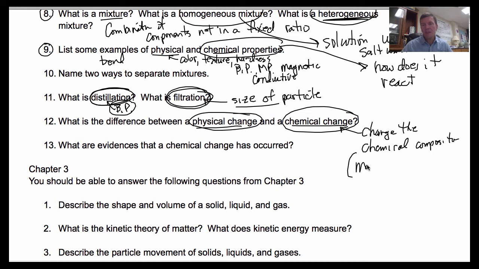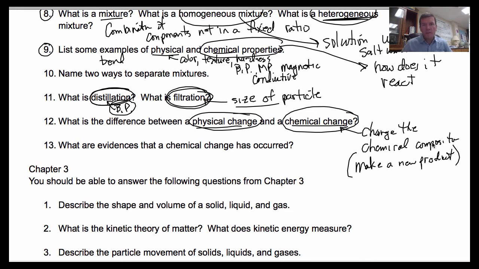In other words, you make a new product, a new substance. So I talked about paper. Ripping paper is just a physical change. But if you burn paper, now it's something totally different. You can't get that paper back easily. That's a chemical change.